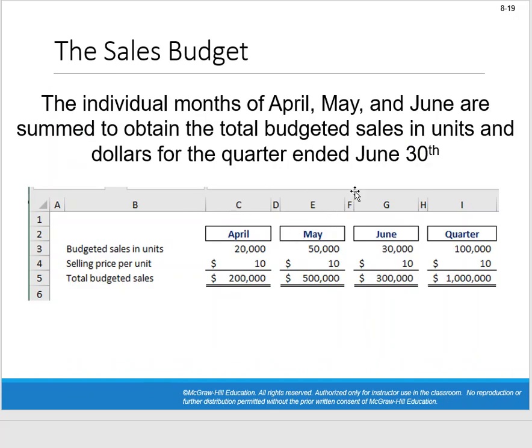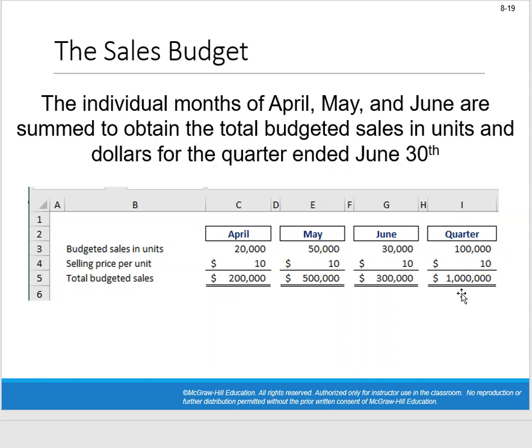So we start real simple. We just lay out April, May, June, and then on the far column, we put the quarter that sums our budgeted sales in units. So April is 20,000 times $10 is 200,000, May is 50,000 times $10, and so on. I do want you to note over here in the quarter column that the budgeted sales in units is a sum, so we're just summing right across. But notice that the selling price per unit is not a sum. It's still just $10. Mathematically, we would be wrong to sum 10 plus 10 plus 10 and say that we have 100,000 units times $30. That would be blatantly mathematically wrong.